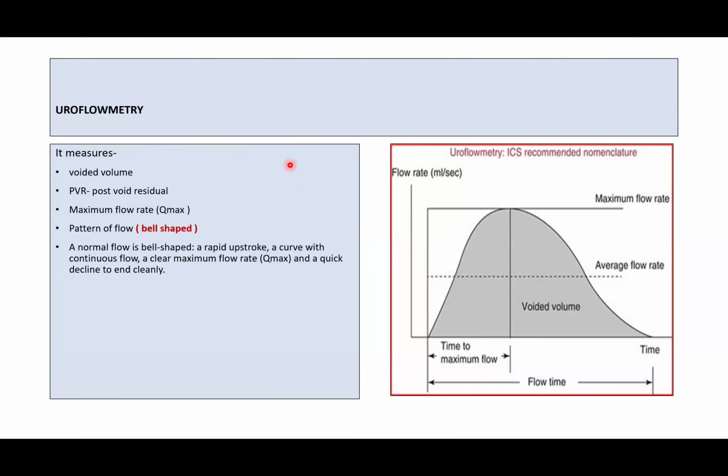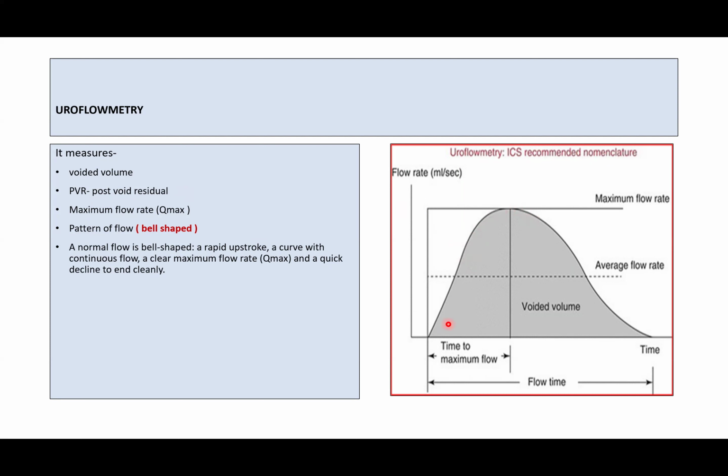Now you have to explain the diagram. In the exam, you will be given this diagram. Okay, so just explain what it measures. So it measures this voided volume. And after the voided volume, we have to measure the post-void residual volume. This post-void residual volume is measured either by a catheter sample, which we will take and measure, or by ultrasound scan. And then we also see the maximum flow rate.